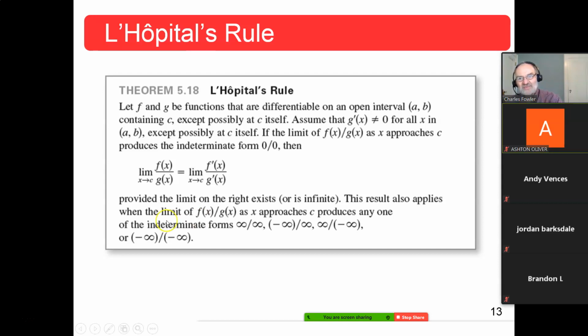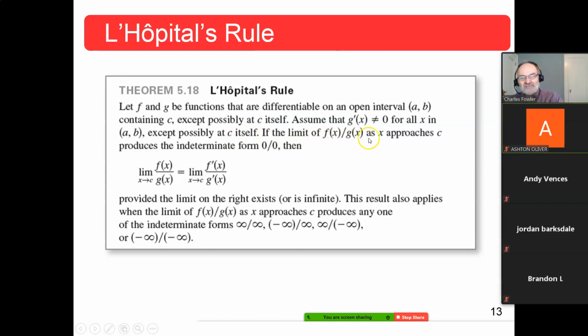L'Hopital's rule then says: let f and g be functions that are differentiable in the open interval, same as before, containing C, except possibly at C itself. It may be that at C it is not differentiable. Assume that g prime of x is not equal to 0 for all the x's there. If it were, throw it out. We can't use L'Hopital's rule. Except possibly at C itself, where g prime could be 0. It's okay.